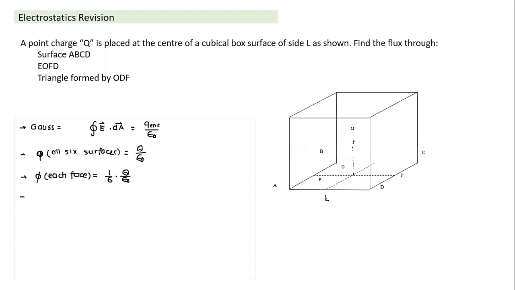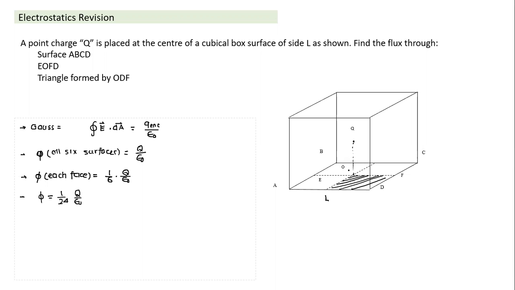Now let's continue to see how far we can extend symmetry here. If I consider only 1/4 of this surface, I can divide this entire bottom square into 4 identical squares. All have identical orientation with reference to the charge, their position is identical, so each one of them will have equal flux. So the flux through each of these parts, the dotted part we have drawn, will be 1/4 of this. So 1/4 of 1/6 becomes 1/24 Q by epsilon naught.